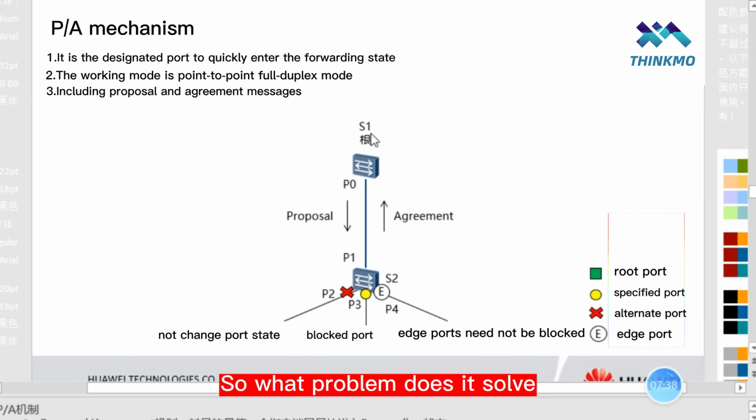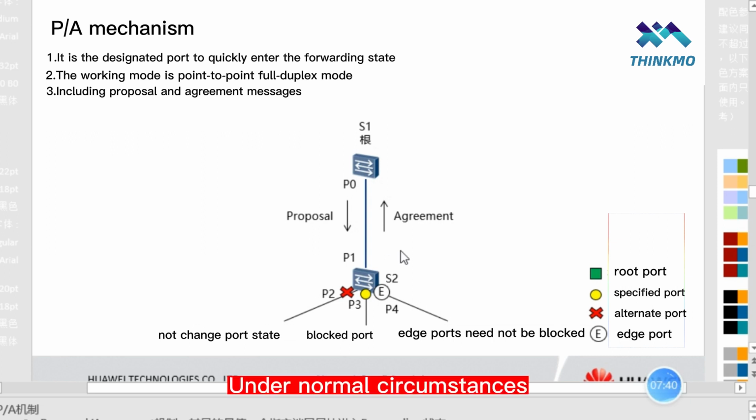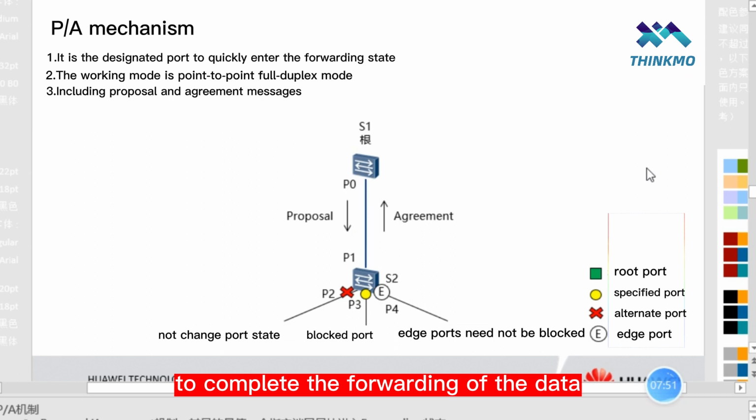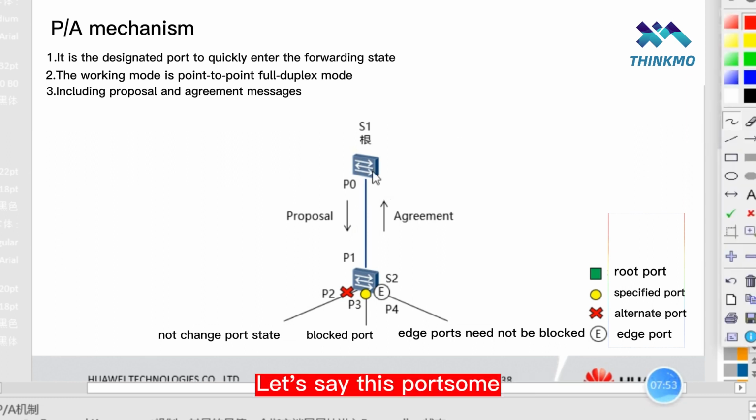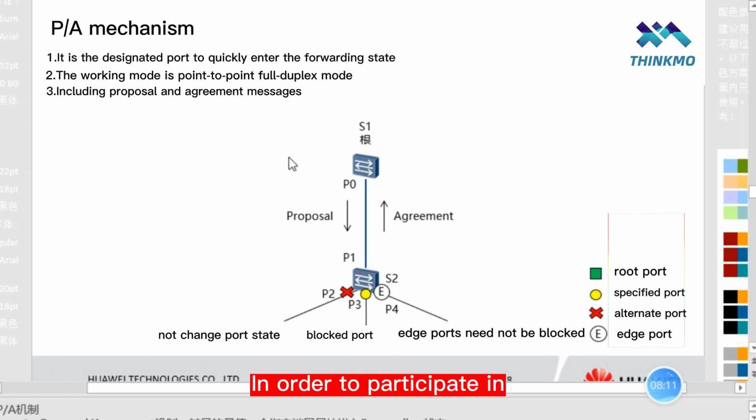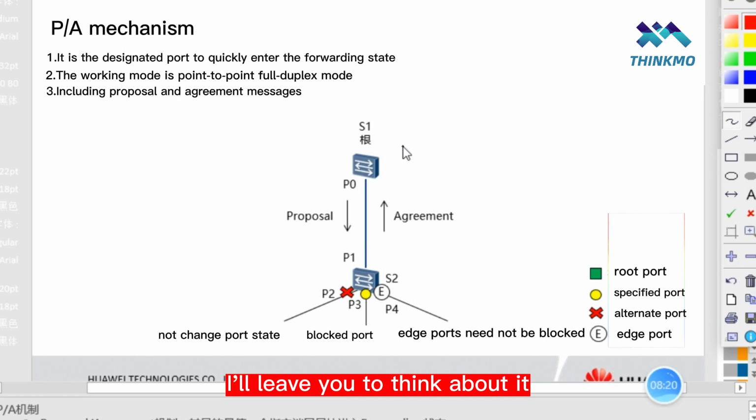So what problem does it solve? Under normal circumstances, for ports of two devices S1 and S2, how many seconds does it take to complete the forwarding of data? Let's say this port and how long the following ports need to go through in order to participate in normal data forwarding. So the question is, I'll leave you to think about it.